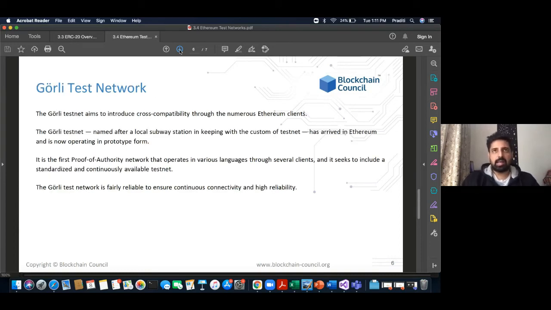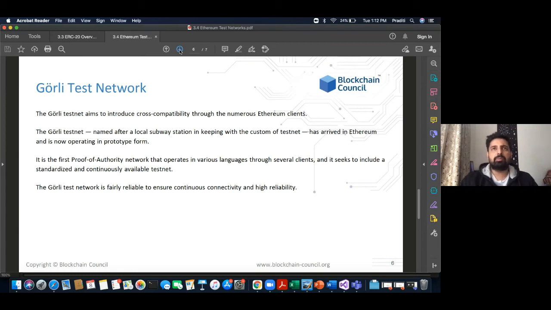The last one is the Goerli test network. This testnet aims to introduce cross-compatibility through the numerous Ethereum clients. The Goerli testnet, named after a local subway station, in keeping with the custom of testnets, has arrived in Ethereum and is now operating in prototype form. It is the first proof of authority network that operates in various languages through several clients, and it seeks to include a standardized and continuously available testnet. The Goerli test network is fairly reliable to ensure continuous connectivity and reliability.